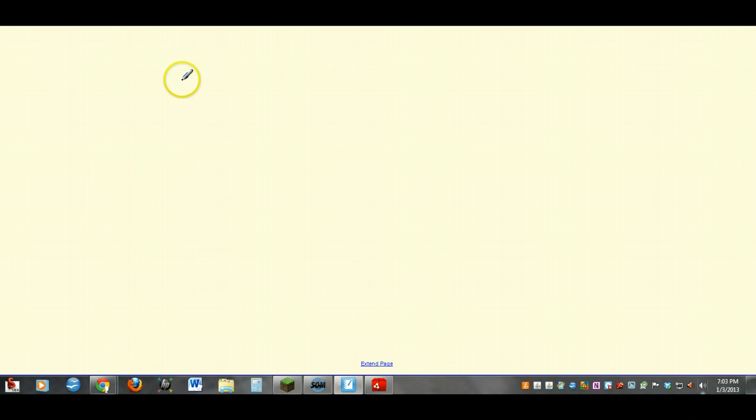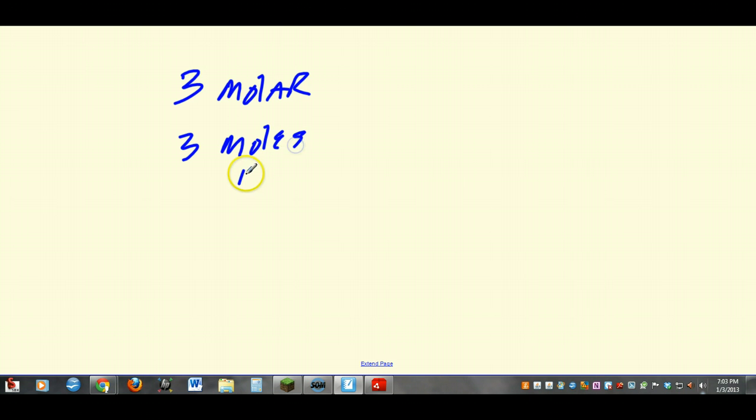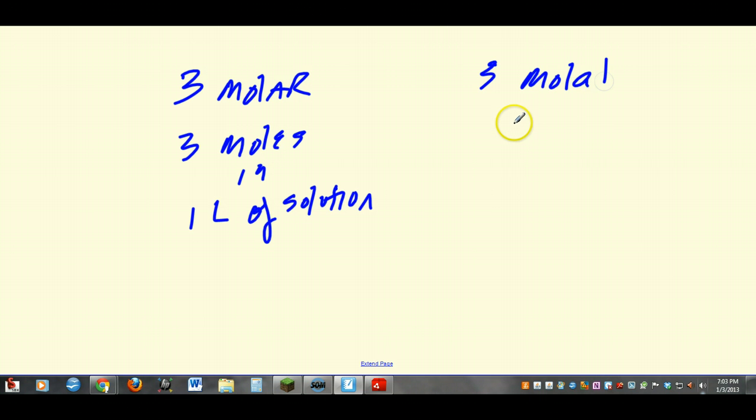In a molar solution, you have 3 moles in 1 liter of solution. So you take 3 moles, and then you add water, so you have a total of 1 liter. In a 3 molal solution, you have 3 moles plus 1 kilogram. Okay, so now here's the question. How do you get from one to another?